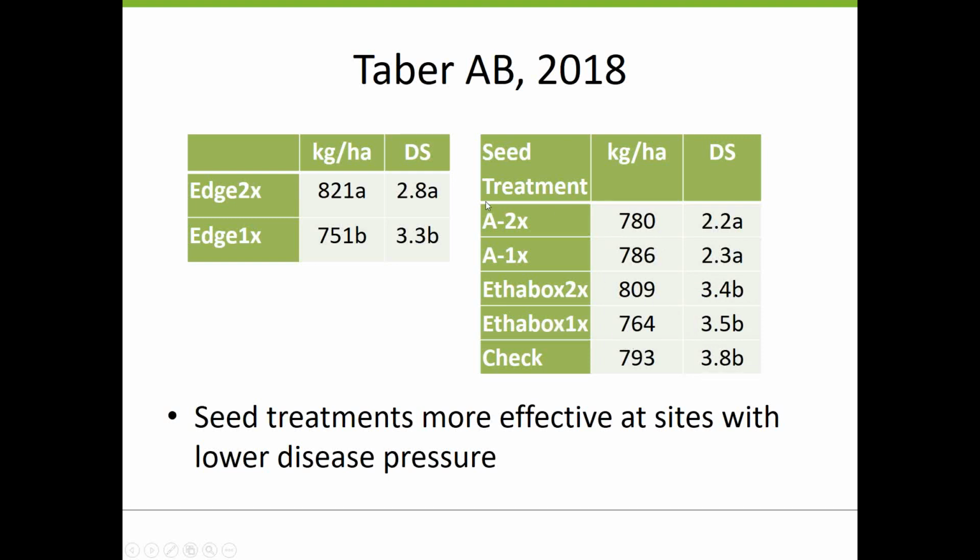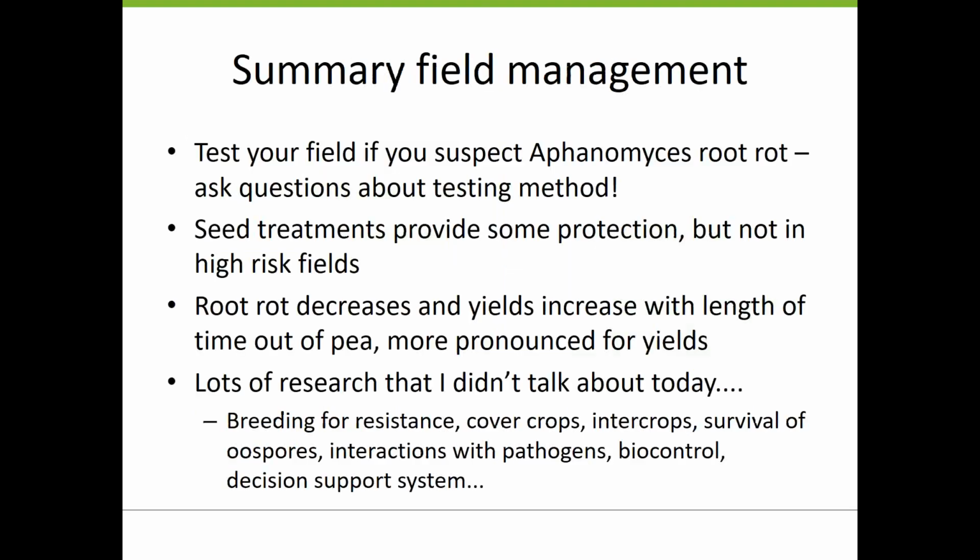And again, we have this trial replicated in 6 or 7 sites, and we saw different results at each site. So I guess the take-home message here is that the seed treatments can be effective at sites with a lower disease pressure, which again would feed into this idea of developing a decision support system where we could quantify and know what our risk of disease is.